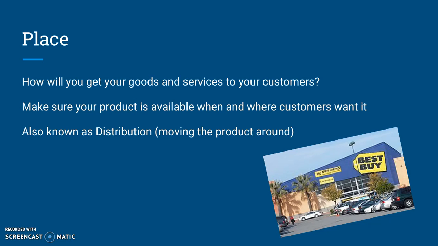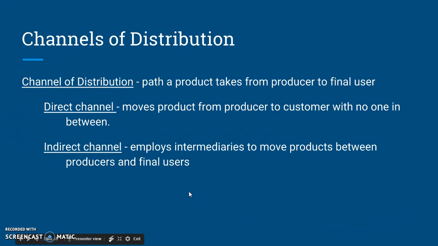And when you distribute a product, it means that you are moving it around into different places in order for your customers to have the opportunities to go and purchase these products. So we'll talk about different forms of distribution as it relates to the place P of the 4 Ps of marketing. Channels of distribution. A channel of distribution is the path that a product is going to take from the producer to the final user.